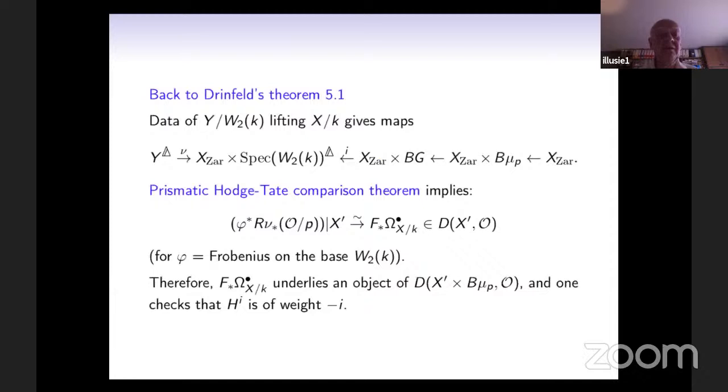So let me come back to Drinfeld's theorem. So you start with some lifting, let me call it Y over W_2 of K, lifting X. So you get, in fact, a map mu, of course, from Y delta to X_zar. But in fact, more, you get something on the product of that with the Spec W_2 of K prism. And then there is some stack here, and then the B of the stabilizer appears. So you get a map on this product of X by the BG, this G_M sharp. And in particular, you have a map from the B mu_p to BG.